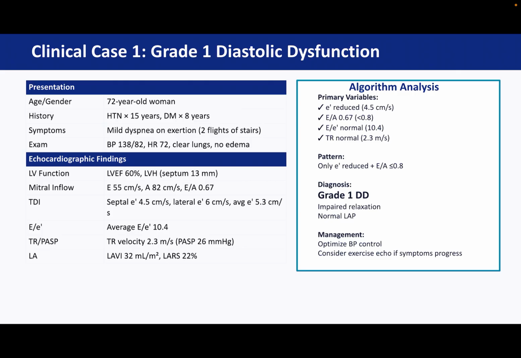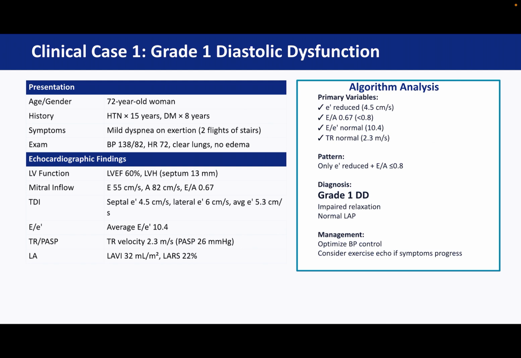Clinical case 1 of grade 1 diastolic dysfunction. Let's apply the algorithm to a 72-year-old woman with hypertension for 15 years and mild exertional dyspnea. This is the archetypical patient you see in outpatient cardiology every week. Walk through this algorithm. Step 1.